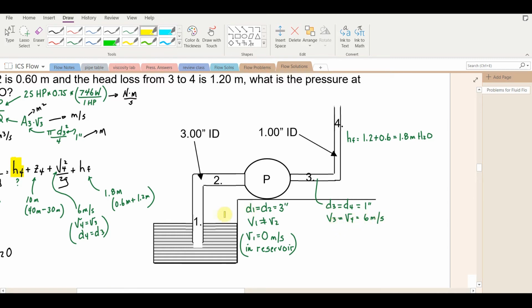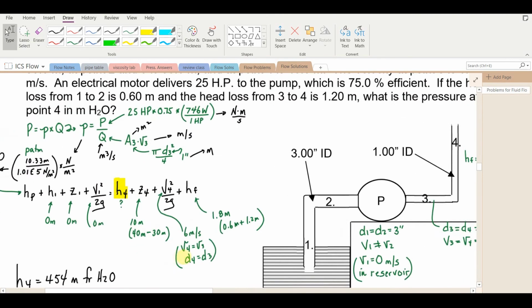The diameter at point 1 and point 2 is the same, 3 inches, but look at this. V1 does not equal V2. I'm saying that V1 is equal to 0. Why is that? Well, think about this large pond. The velocity in the reservoir would be very, very minimal, nothing at all.